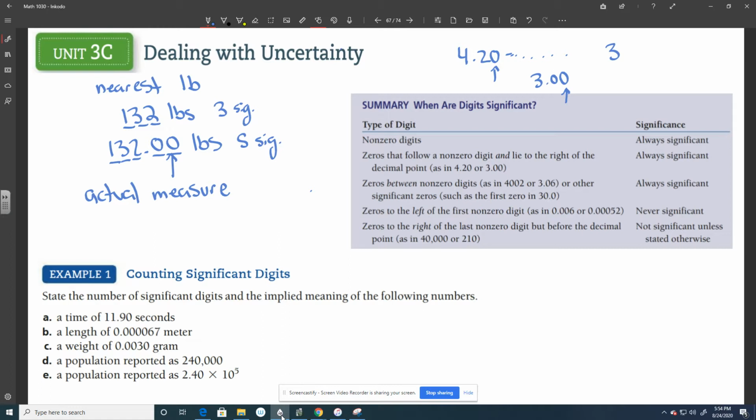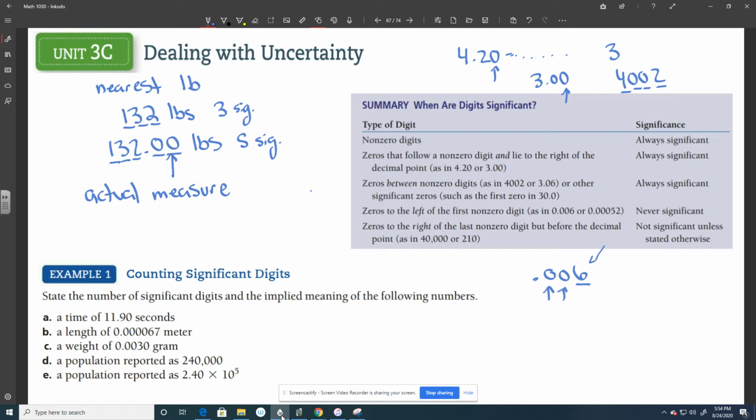All right. Zeros between non-zero digits are always significant, of course. If I were to say 4,002, that's 4 significant digits because the zeros come in between 2 other non-zero digits. Zeros to the left of the first non-zero. Now here's where you need to be careful. When you're reading decimals like 0.006, these 2 zeros before you actually hit a number are not considered significant. We would say that there's only 1 significant digit in this situation, and they're rounding to that value right there.